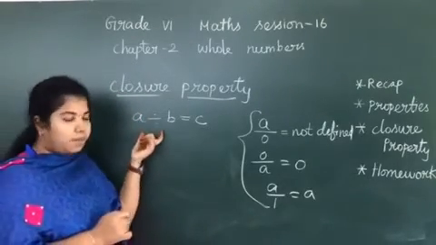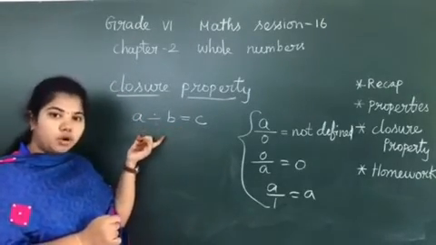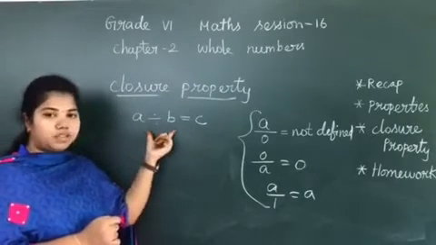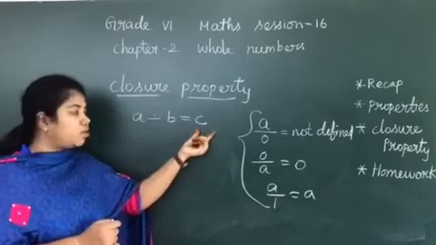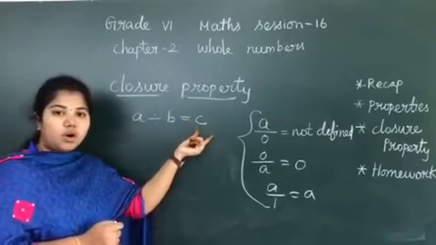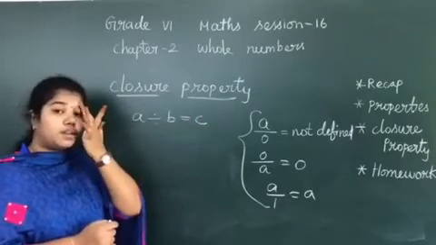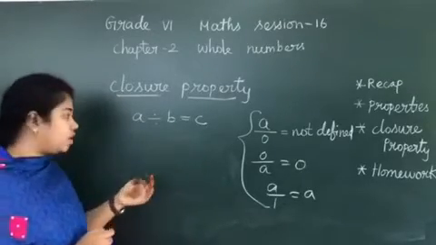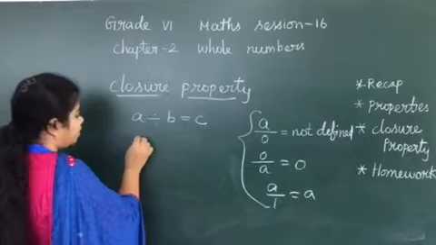Now, A is a variable, B is a variable. A is a whole number, B is a whole number. If I divide both, I should get a whole number C. If I am not getting a whole number, then what will happen? It will not satisfy the closure property. Can you understand? Okay.